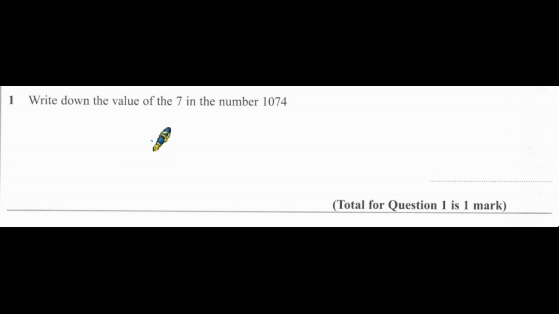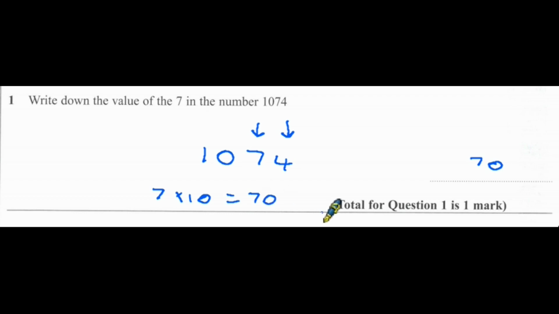Let's start then with question 1. We are asked to write down the value of the 7 in the number 1074. Saying it out loud like that does give us the answer. It is 1074. Therefore, the 7 is the 70. Another way to look at this, if you look at the columns in the number, the 4 is in the units column, the 7 is in the tens column, so we have 7 tens. 7 times 10 equals 70.